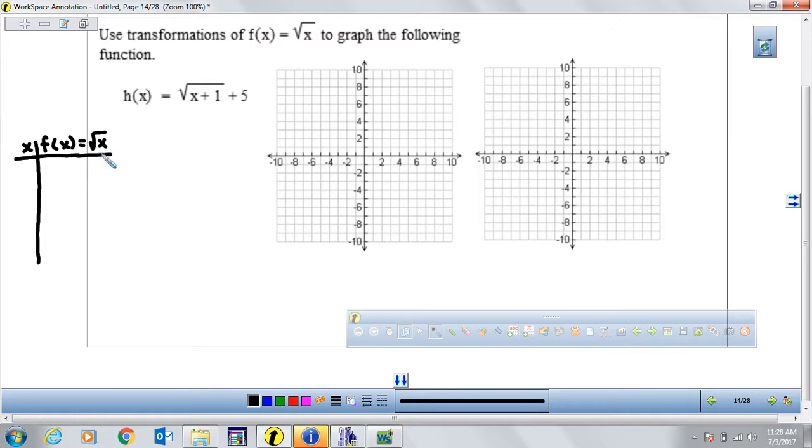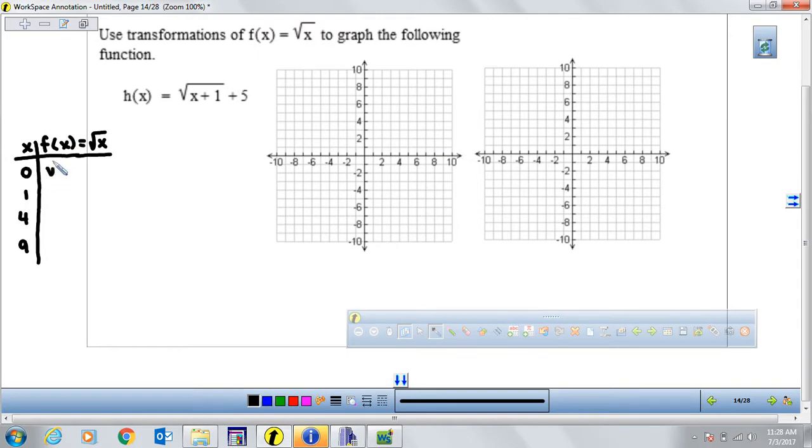Now we talked about the square root in section 2.1, and remember that you need to use some special values when creating your table, and that is your perfect squares. Of course, remember that the square root cannot contain a negative, so it's going to start from 0, 1, then 4, and then 9. And this is as much as we can fit in.